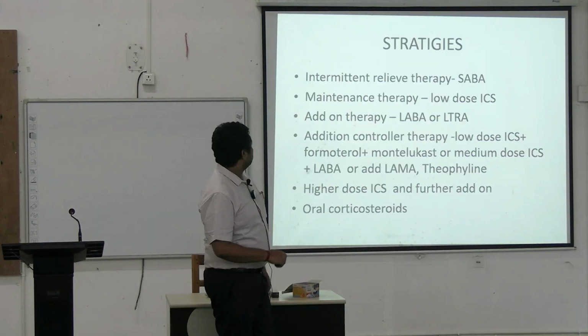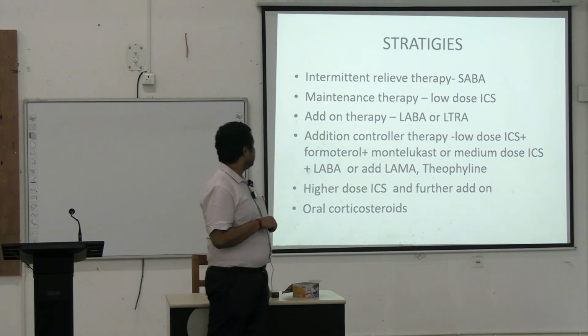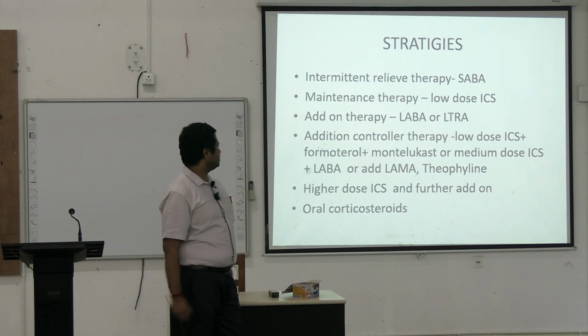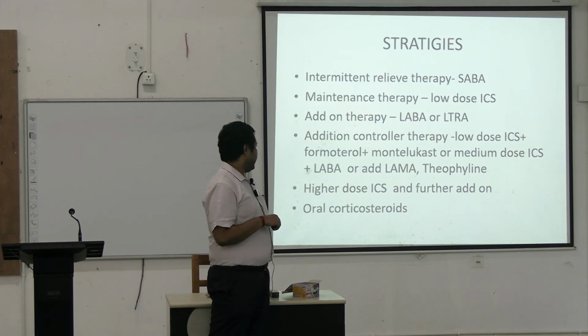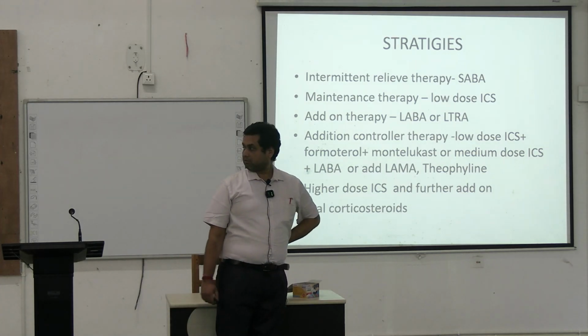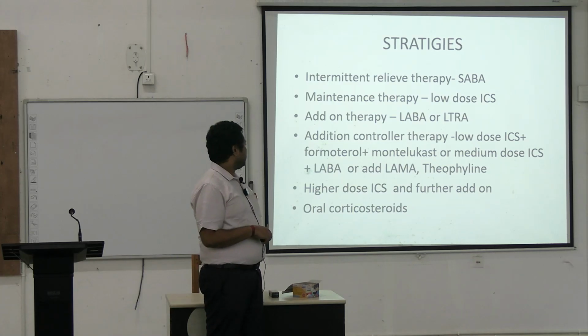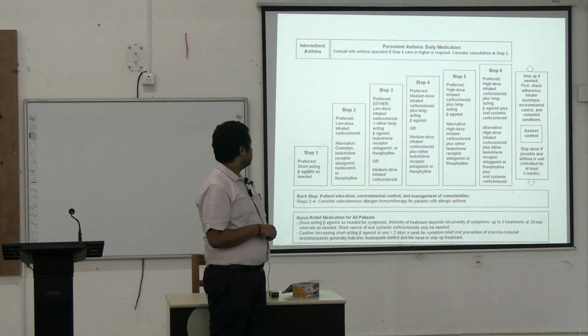বোঝা গেল? Now strategies: short acting beta agonist, intermittent one; maintenance therapy by low dose inhalational corticosteroid; add-on therapy, long acting beta agonist; additional control, low dose inhalational corticosteroid, formoterol. So these are how asthma is controlled. This is the same thing in a stepwise manner.